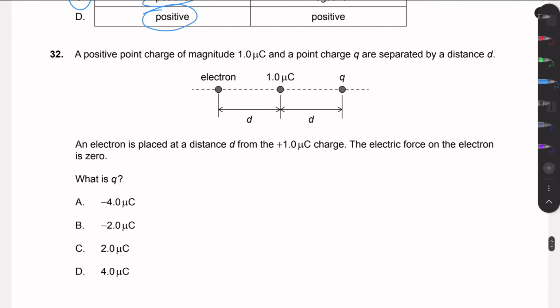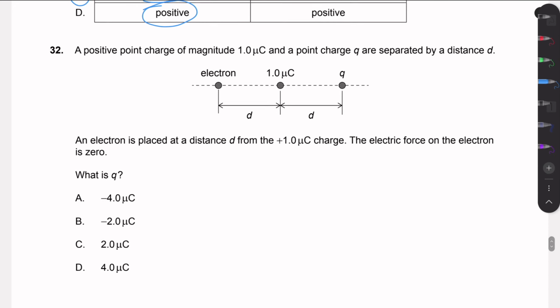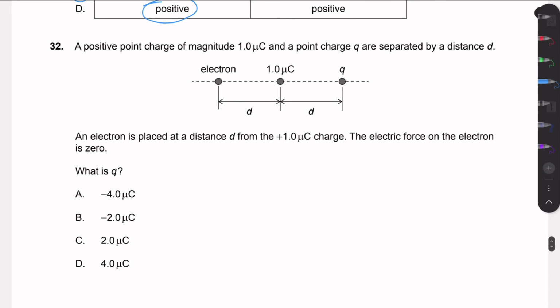In question 32, we have a positive point charge of magnitude 1 microcoulomb and a charge q separated by distance d. An electron is placed at a distance d from the 1 microcoulomb charge. The electric force on the electron is 0. What is q? Well, F electric is k q1 q2 over r squared.